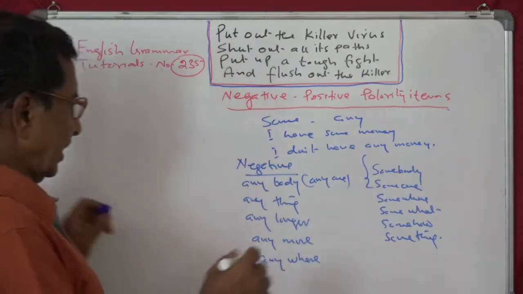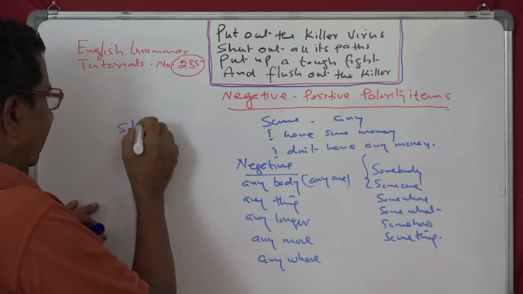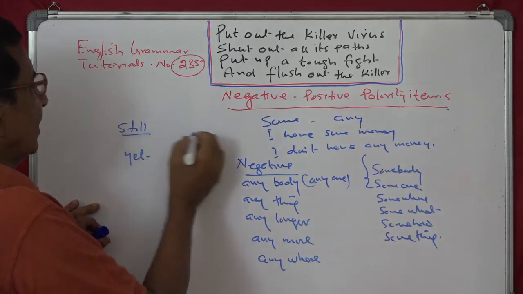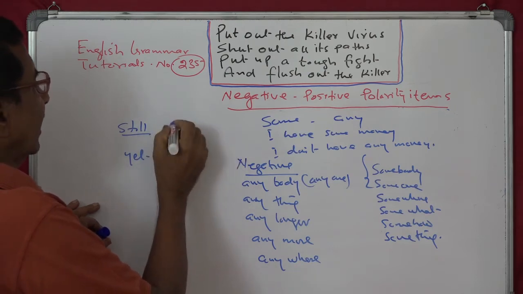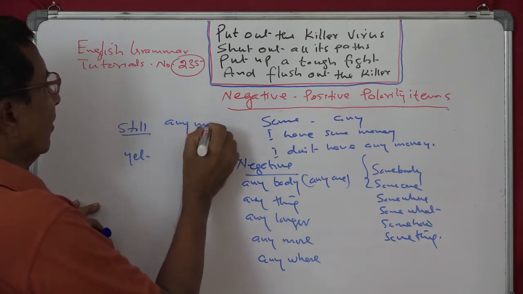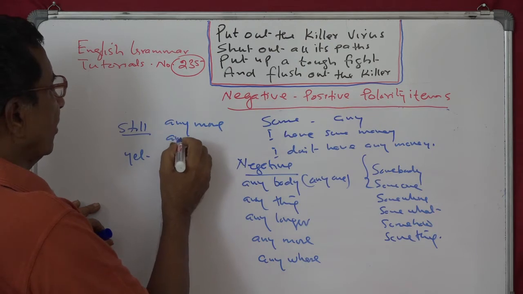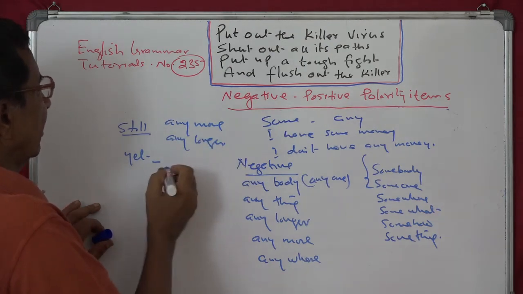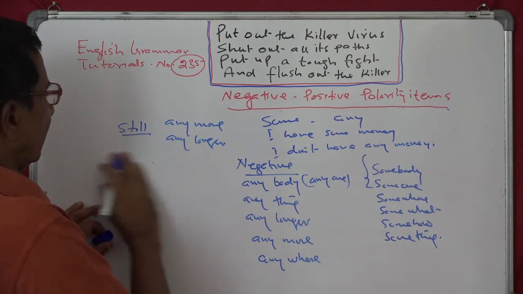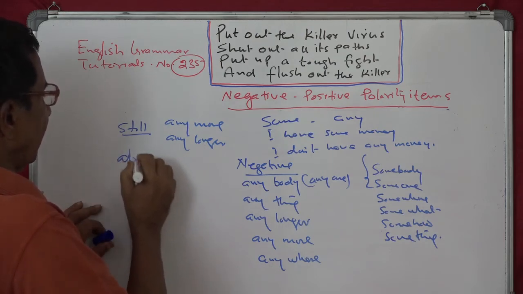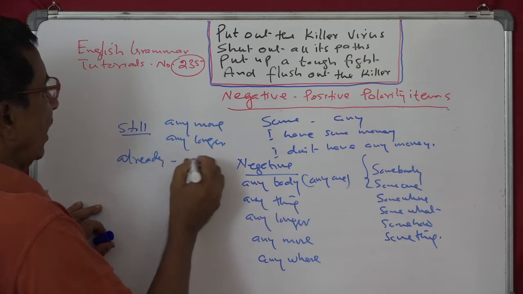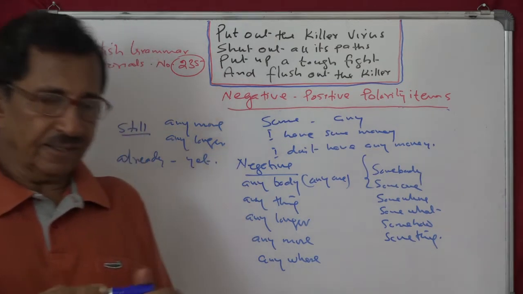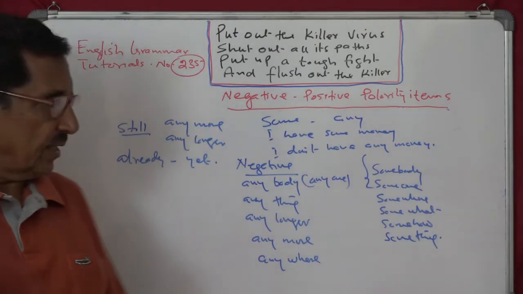Then we have another set: still and yet. Still is positive, and its negatives are any more and any longer. Already is positive, and yet is negative. Now let's start. Examples will make things clear.